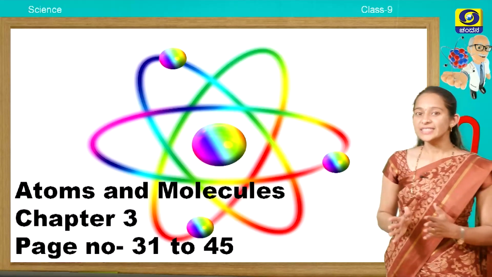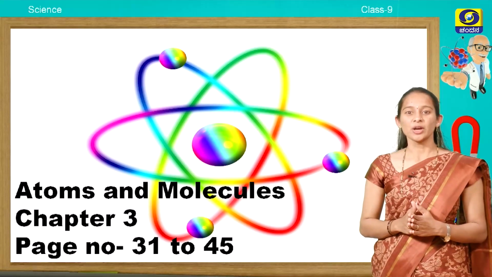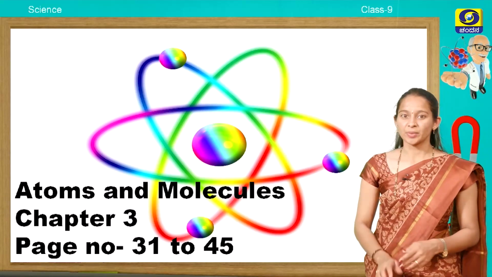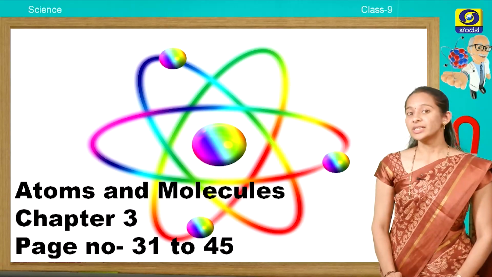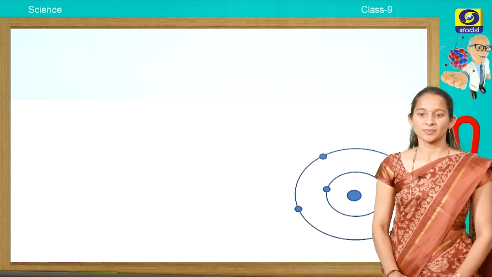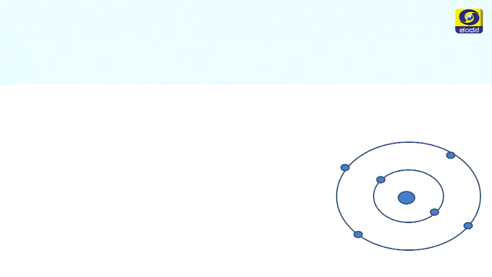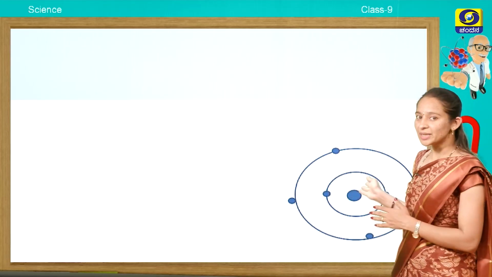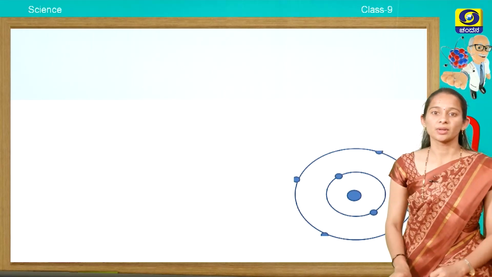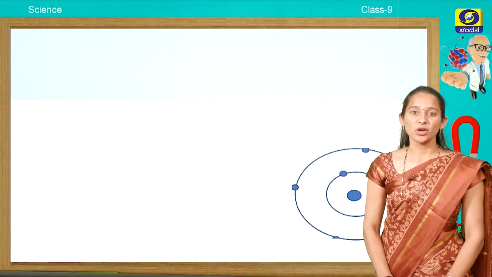Children, this is the third chapter of your textbook which runs between the page number 31 to 45. Let us now know what are the learning points of this chapter. Here, I have given an animation which shows that some spheres are moving. They are nothing but the atoms and its structure. Let us know the learning points of the chapter.